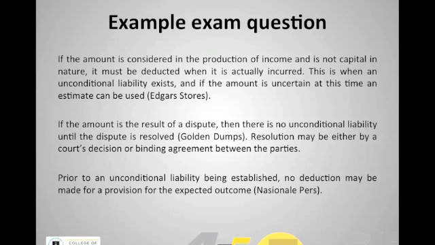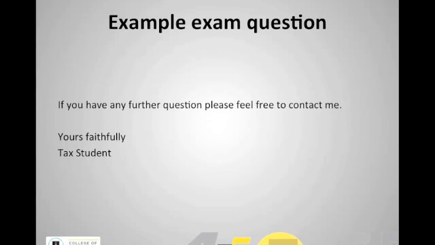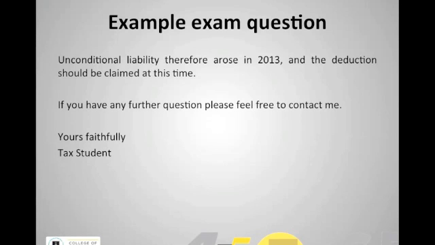Some more relevant cases: prior to an unconditional liability being established, no deduction may be made for a provision for the expected outcome. That comes from Nationale Pass. Again, we just put there automatically our memo format, but let's apply the principles to the facts. The unconditional liability arose in 2013, and the deduction should be claimed at this time. If you have any further questions, please feel free to contact me and some sort of sign-off.